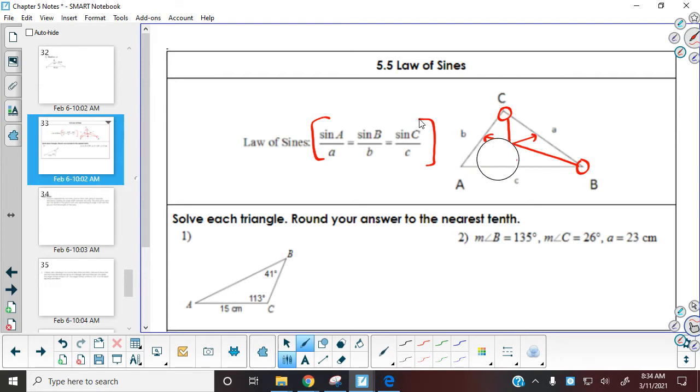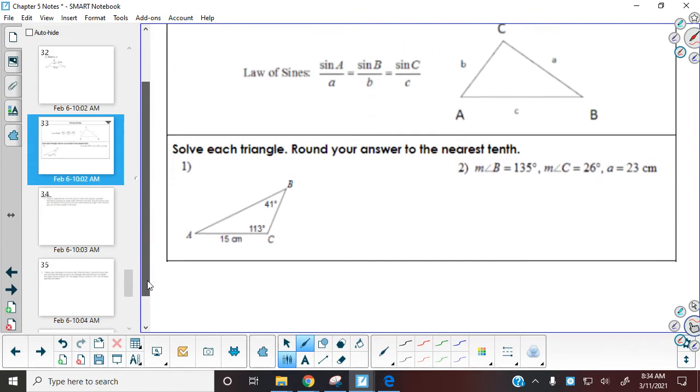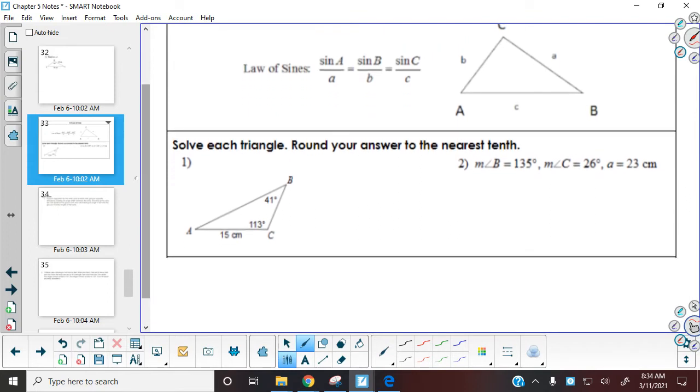Okay, so we're going to go ahead and practice some of this. I think that as long as you can identify an angle and a side across, you are going to find that this is a fairly easy lesson. So notice the directions for questions 1 and 2. It says solve each triangle, round your answer to the nearest 10. What that means is it's basically asking you to find out any missing information that you can.